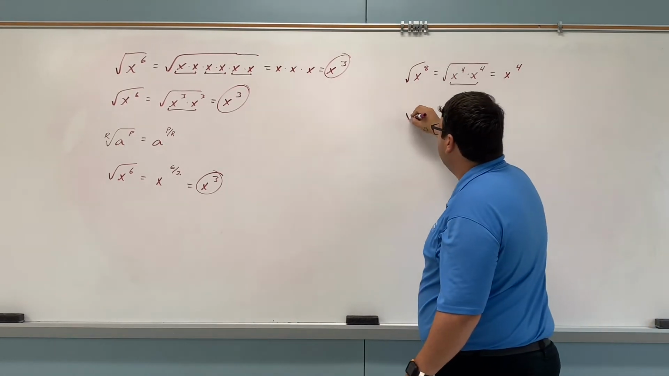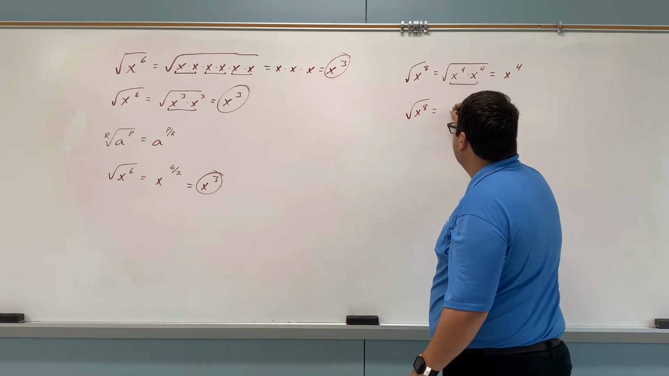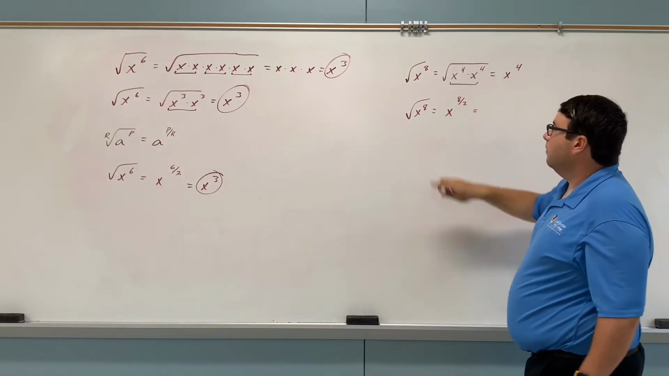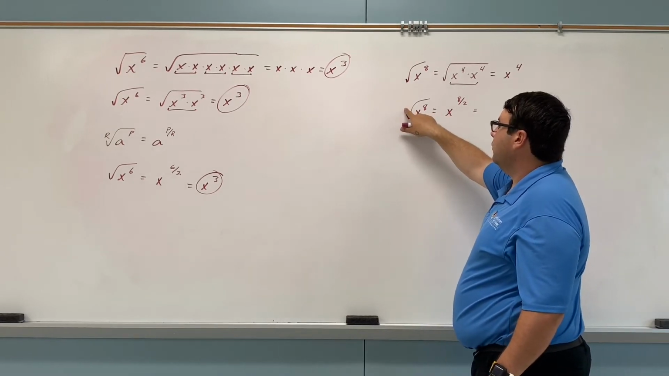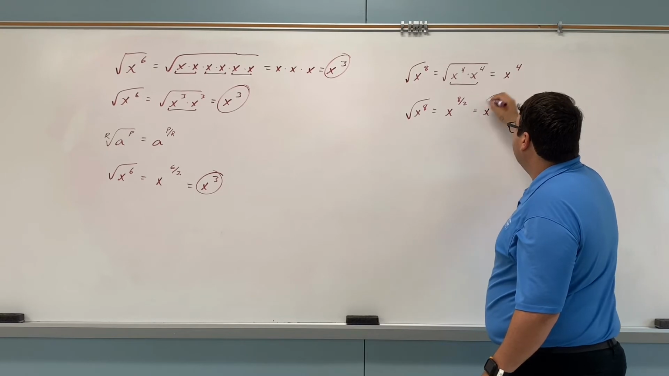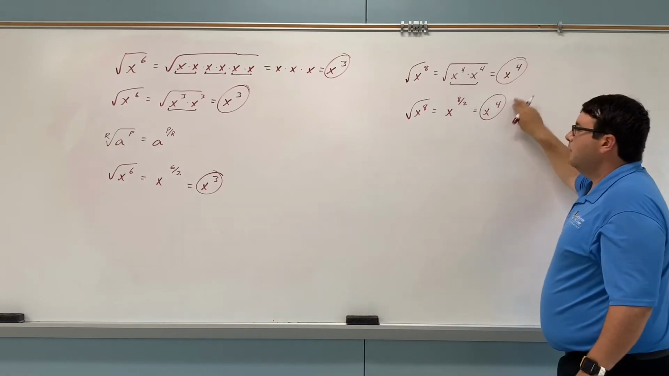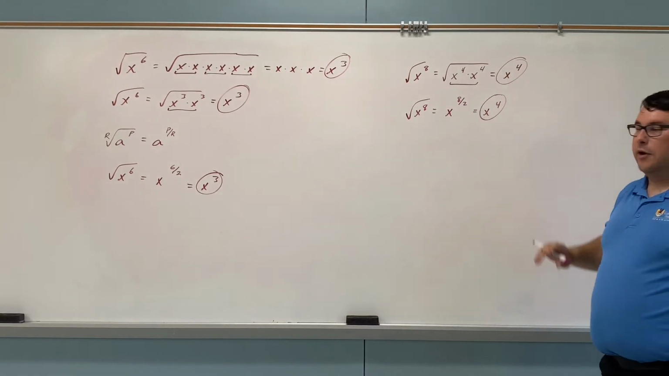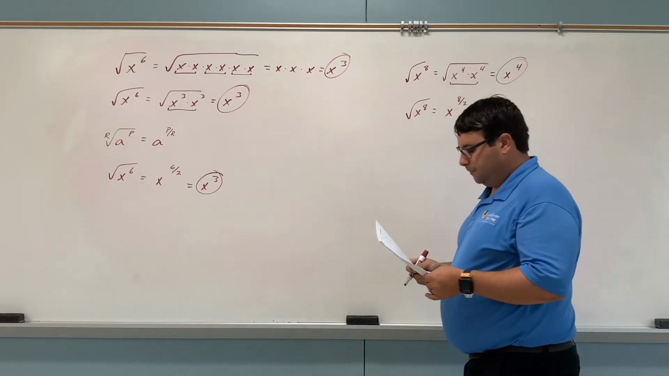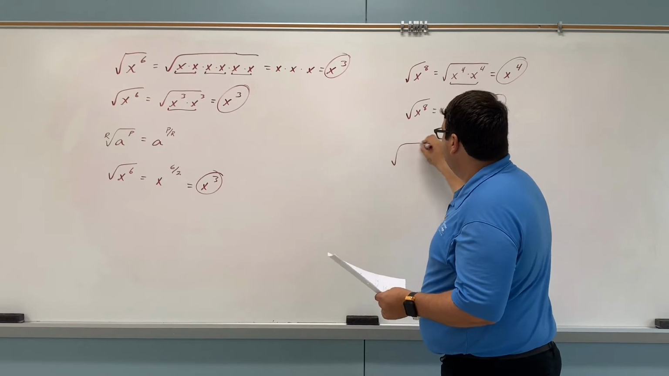I could also say that the square root of x to the 8th is x to the 8th divided by 2, because I have power over root. So 8 divided by 2, which is x to the 4th. Same thing either way. It's a very good concept to learn, and practice is the power over root. Let's try another problem.